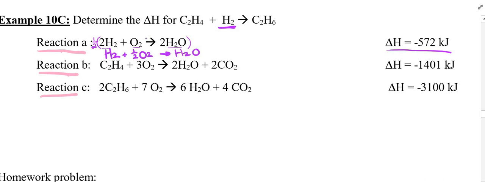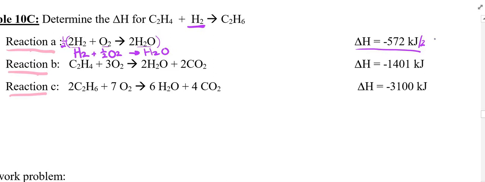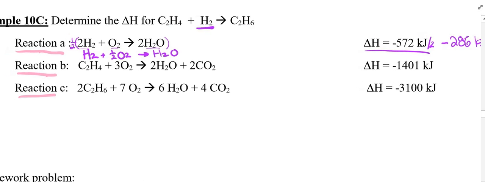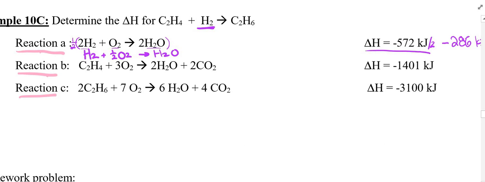Now again, whatever I do to the reaction, I have to do to the enthalpy, because that's what's going to happen to the enthalpy. We're taking away the amount that we have, and remember, enthalpy depends on the amount, so I'm halving the amount, so I'm going to halve the enthalpy. So I'm going to divide this by 2. When I divide that by 2, I'm going to get still negative, but 286 kilojoules. Now I'm going to look at the next step.